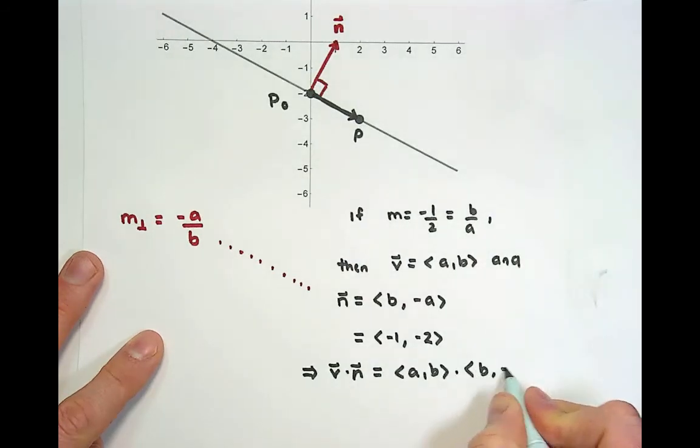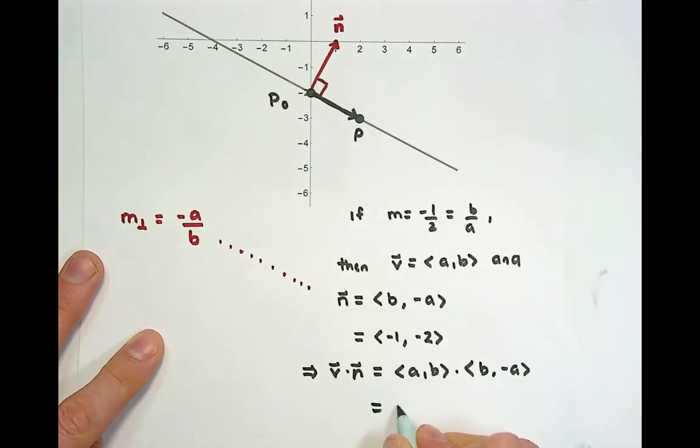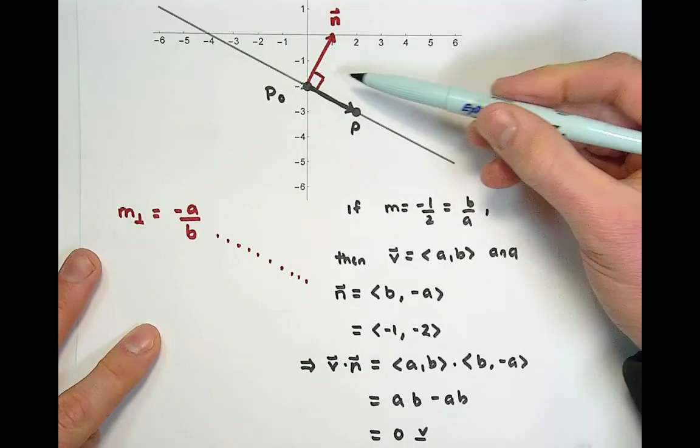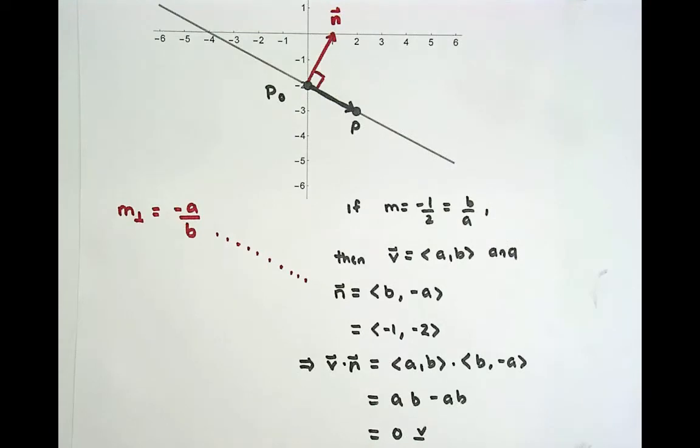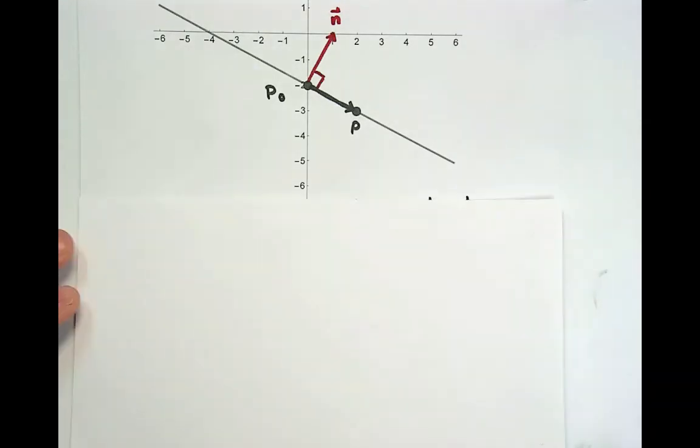So here we would have b negative a, and here we have ab minus ab, and we get 0, which confirms that this normal vector is orthogonal to that line. The reason that I wanted to talk about this is this gives us a way to reconceptualize lines.